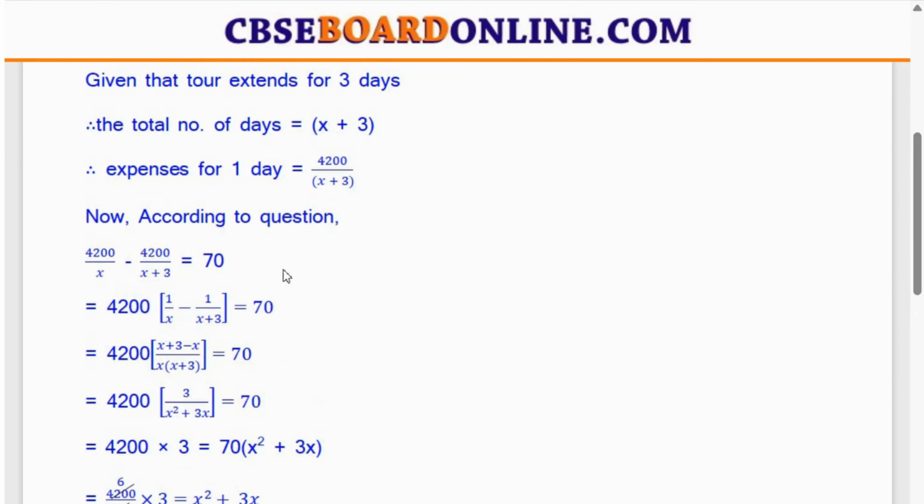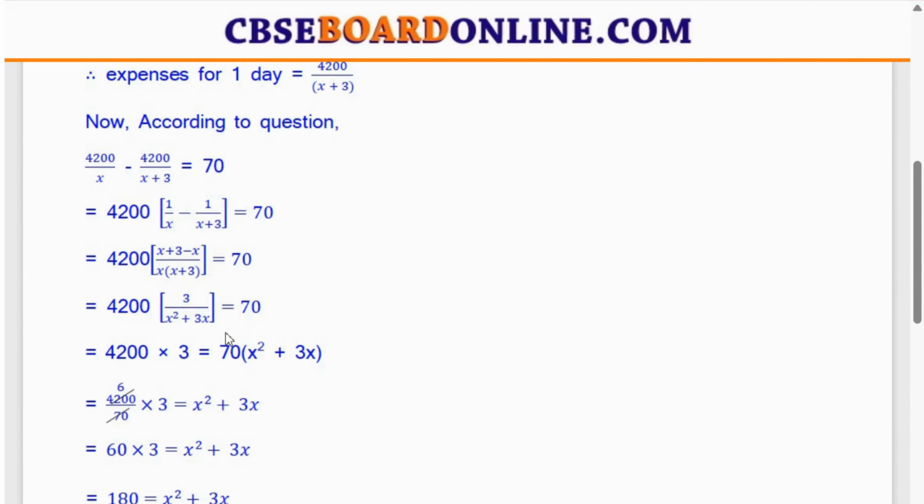ओके, नाउ सिंपली हमने सिर्फ इक्वेशन में पुट फॉरवर्ड किया था जो मैंने अभी आपको बताया था. इट इज 4,200 अपॉन x माइनस 4,200 अपॉन x प्लस 3 इज इक्वल टू व्हाट? इट इज 70. अगर आप इसको सॉल्व करोगे, लेट्स से हम लोग यहाँ पे मैंने 4,200 बाहर निकाल के कॉमन ले लिया है. आप क्या कर सकते हो, आप सिंपली इसको और इसको भी डिडक्ट कर सकते हो. That is 7 6 are 42, right? So this would be 60 and this is 1.